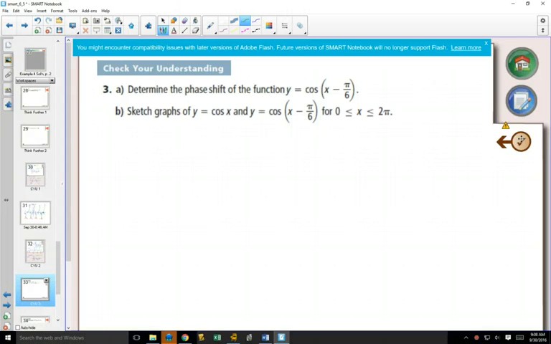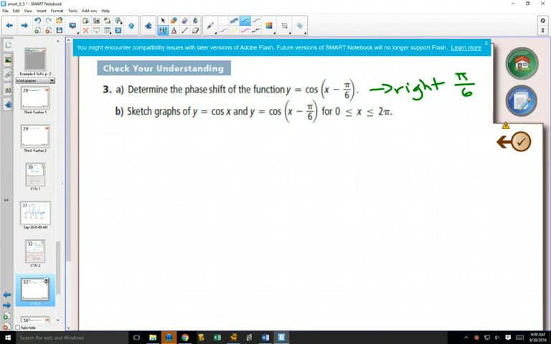So in example 3 here, we see something inside the cos function. We've got x minus pi over 6. Since it's inside the function, it's going to affect our x values, and it's going to move things left and right. Which way is this going to go? It's going to go right pi over 6.